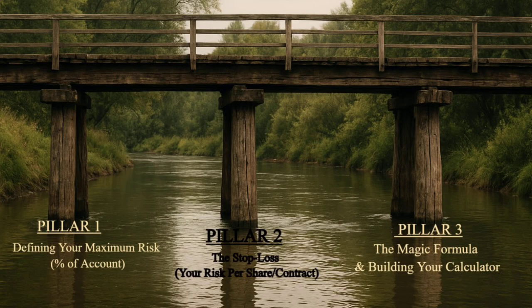Pillar 1. Defining your maximum risk percent of account. Let's talk about the 1% rule. It's a great starting point. Never risk more than 1% of your account on a single trade. If you have a $10,000 account, that's $100 per trade. But here's the flaw everyone misses. This 1% is your maximum risk. It's not your default. Professional traders often risk much less. 0.5%, 0.25%, even 0.1%, depending on the trade setup and market conditions.